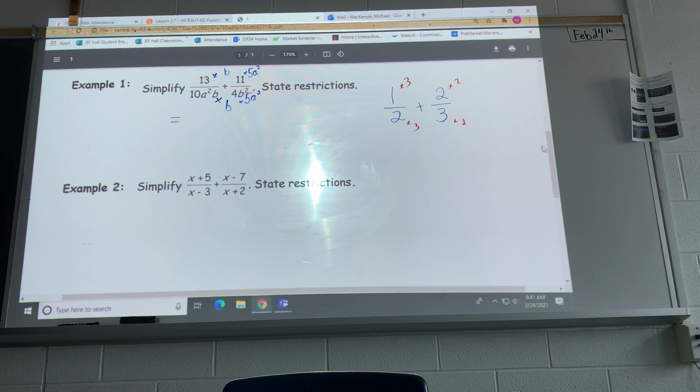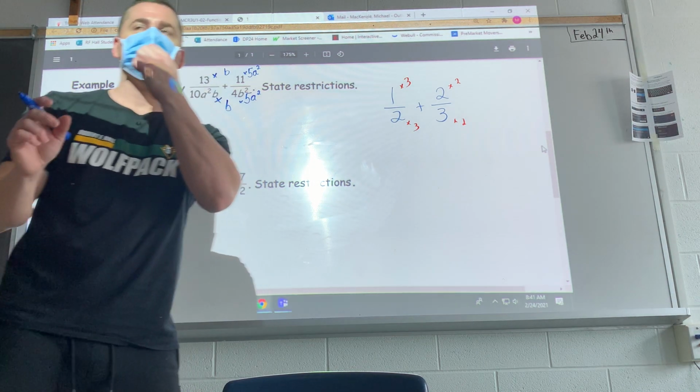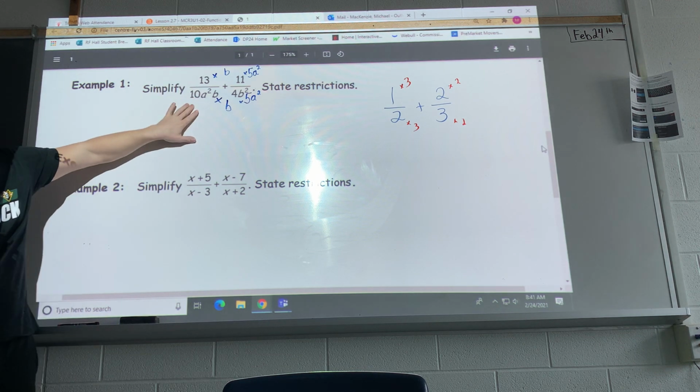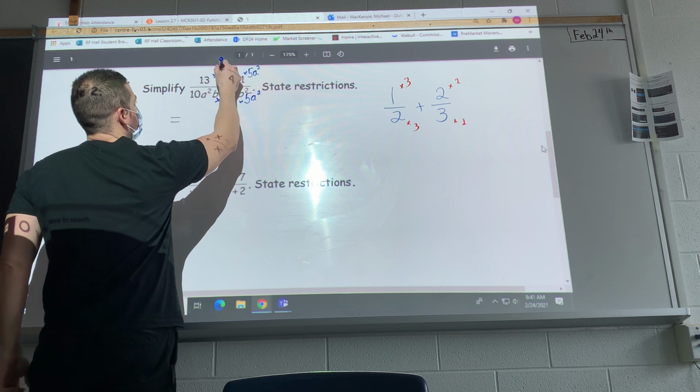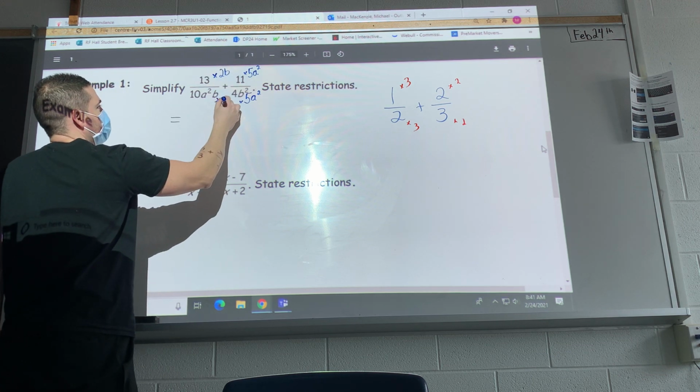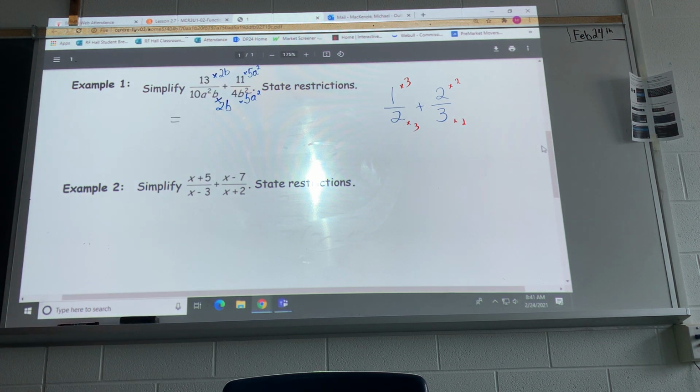We also said that it needs to be 20, so our coefficient needs to be 20. What do we have to multiply it by? 2. So we're multiplying the numerator by 2b and the denominator by 2b.